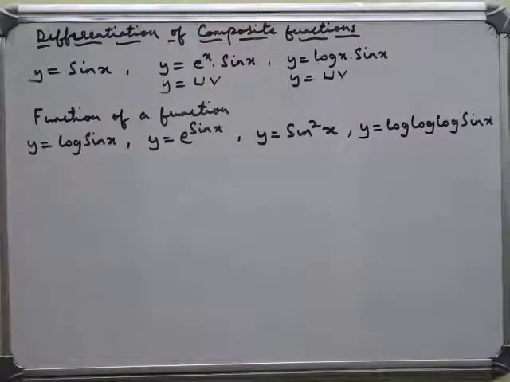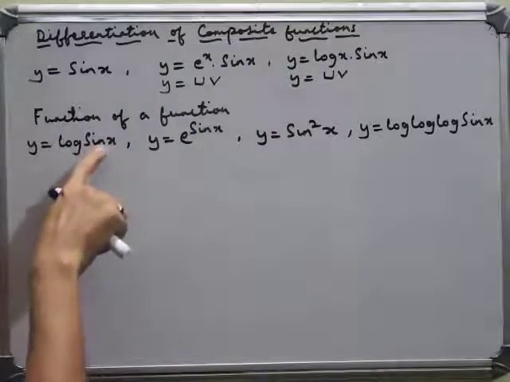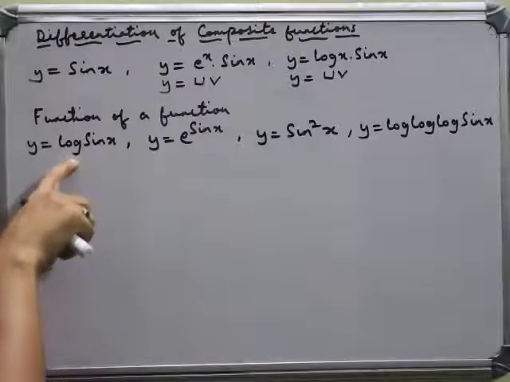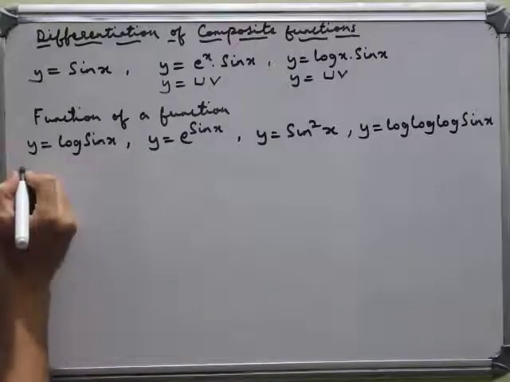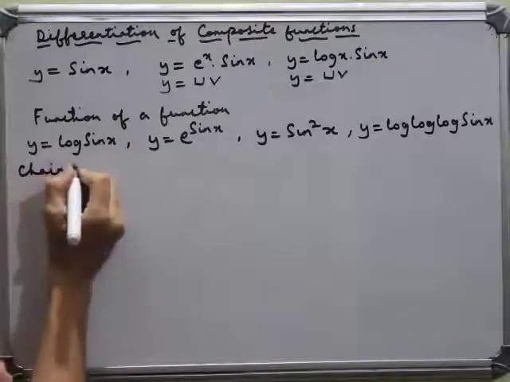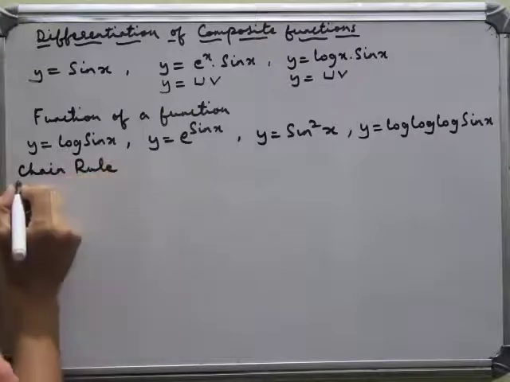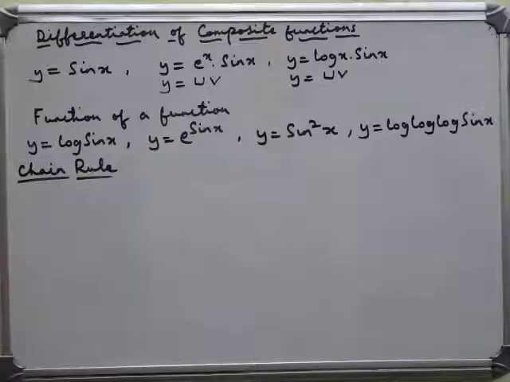So this defines a composite function. It is a group of functions or a function of a function. So this is a function of this function. These types of functions are called composite functions. And to find the derivative of composite functions, we use a concept called the chain rule.